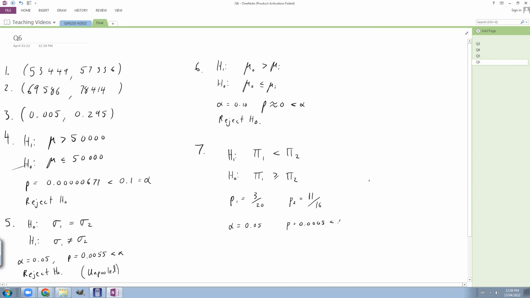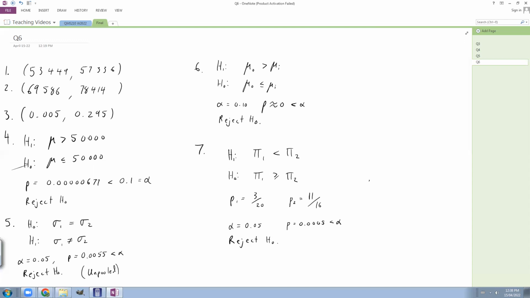Which is certainly less than alpha, so we reject the null hypothesis. And we do have enough evidence to say that the proportion of outside employees whose salary exceeds 70,000 is higher than the proportion of inside employees whose salary exceeds 60,000. All right, and so that's our final conclusion for our final part of question 6.